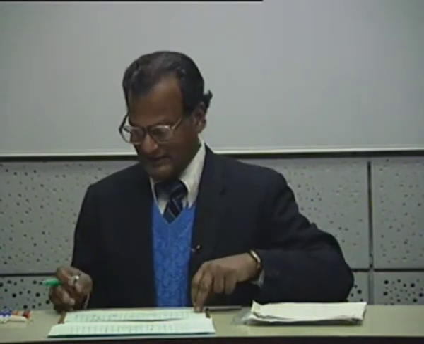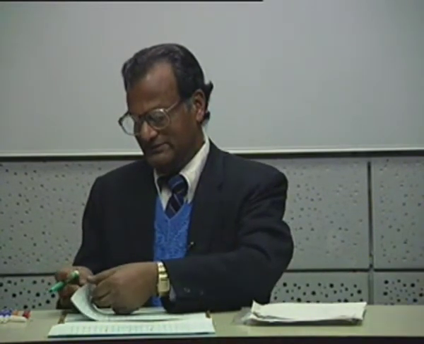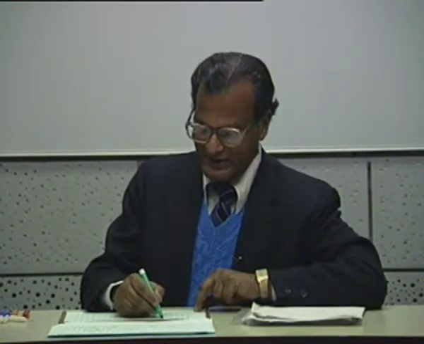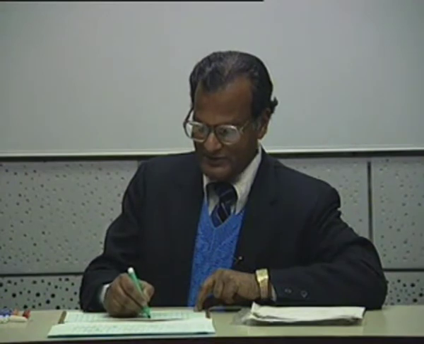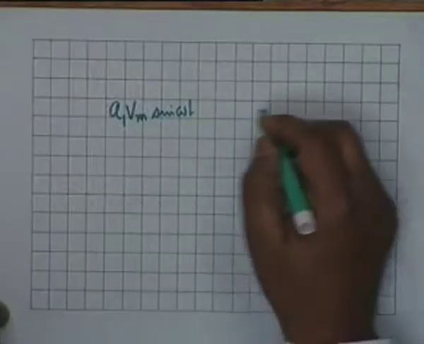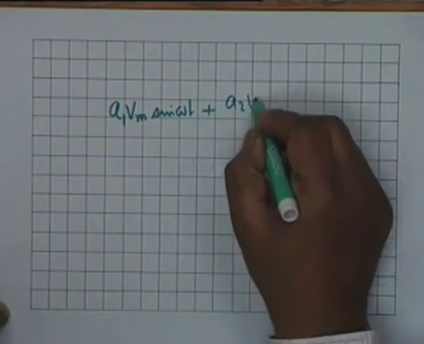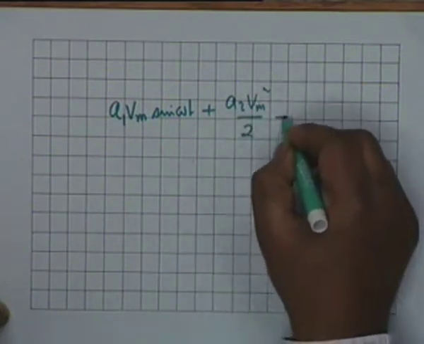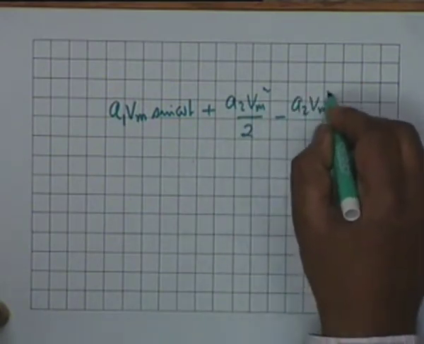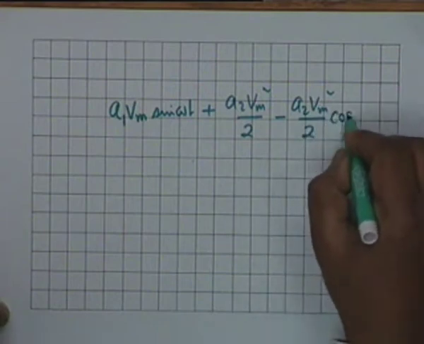Now, let us look at this a little more carefully. A diode with a quadratic characteristic can generate A1 Vm sine omega t plus A2 Vm squared by 2 minus A2 Vm squared by 2 cosine of 2 omega t.